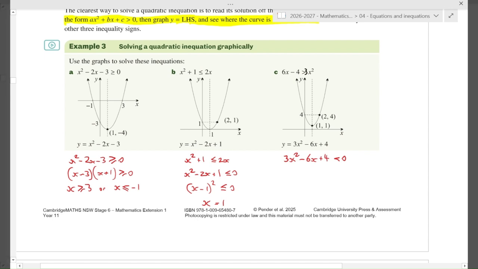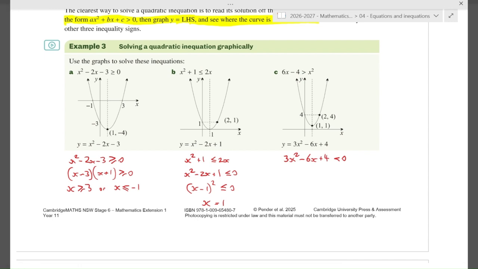Why have I done less than 0 instead of greater than 0? Well, if I rearrange this one, I would either have to bring both of those across, or I'd bring that across and it'd become a minus. And if it was a minus, then I'm multiplying it by minus 1. So everyone happy with that? All right. Then solve that.